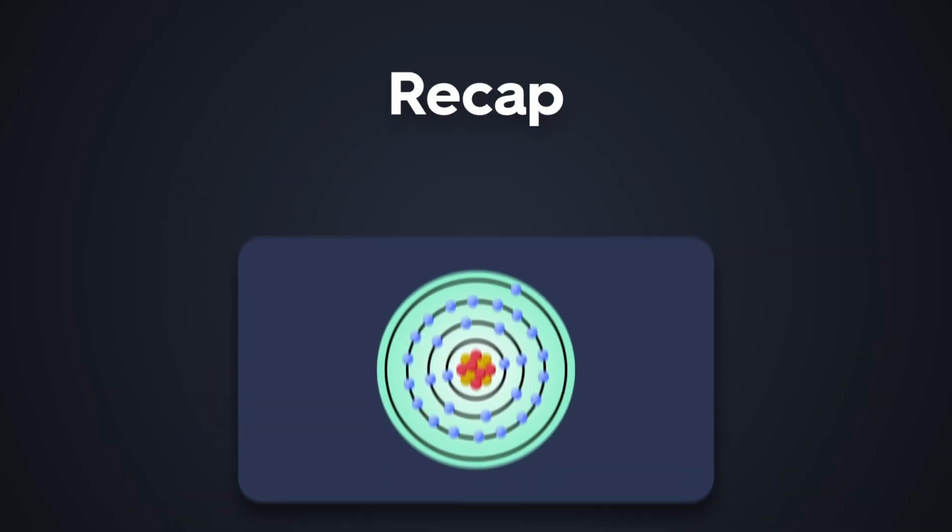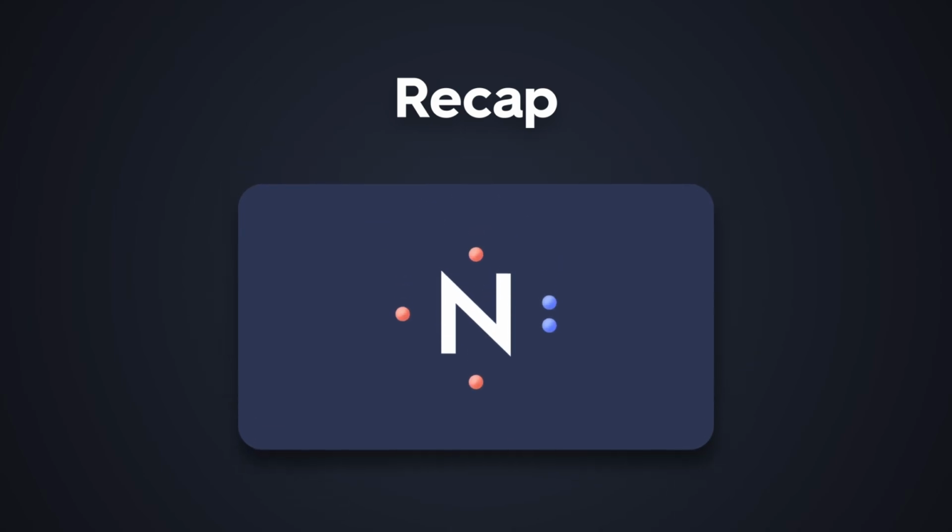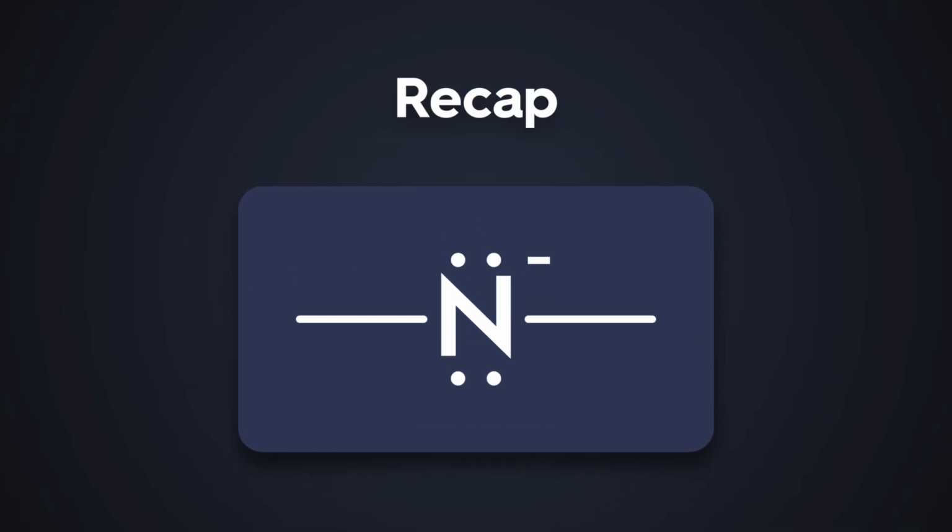To sum it up, formal charge comes from comparing contributed electrons to valence electrons. Match means neutral, fewer means positive, more means negative. This skill helps you predict how molecules react and where chemistry happens.